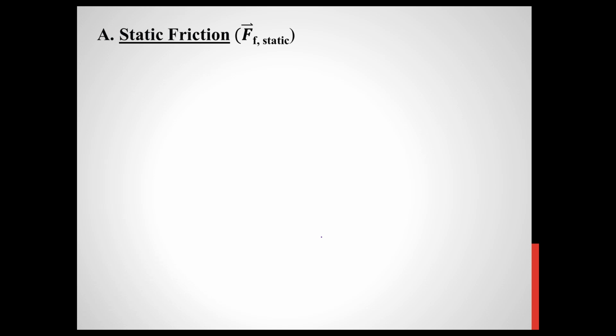It turns out that there's actually two different ways we can categorize friction. There's one category called static friction and one called kinetic friction, and that's what we'll go through over the next two slides, and we'll distinguish between these two types.